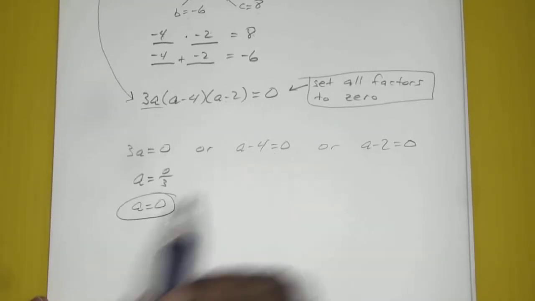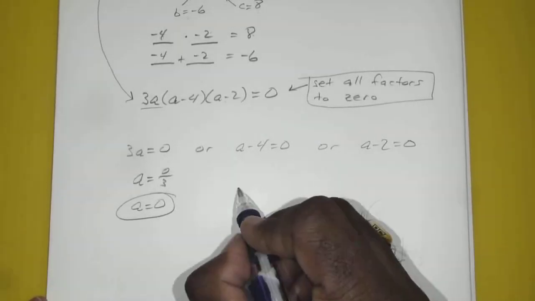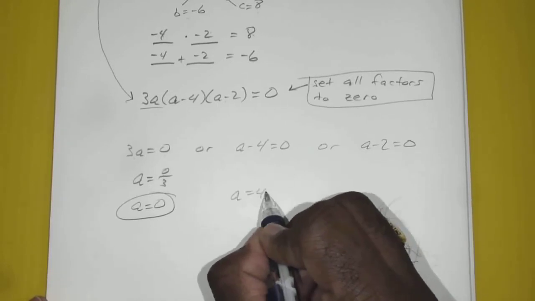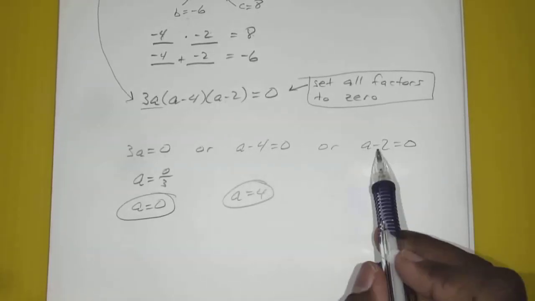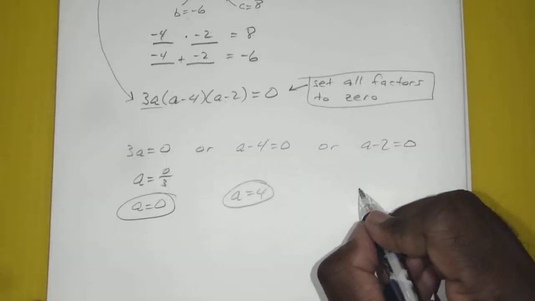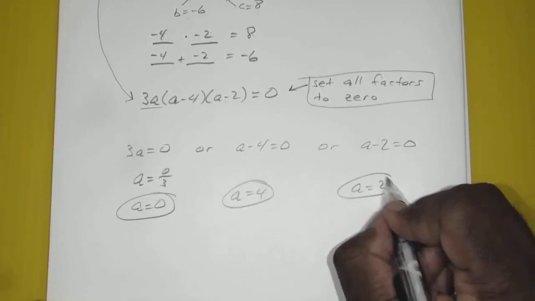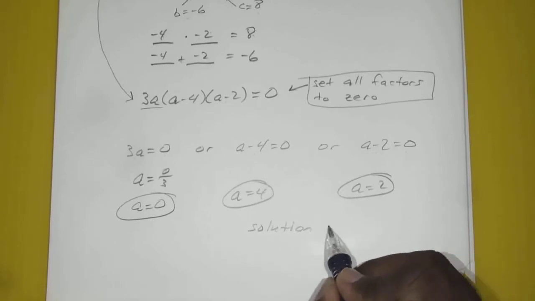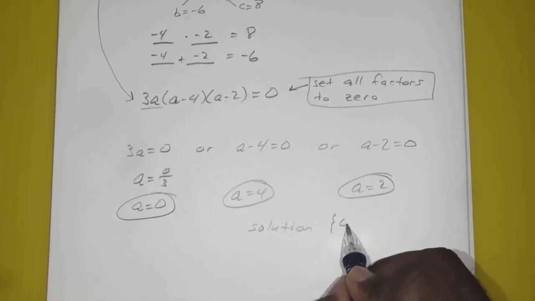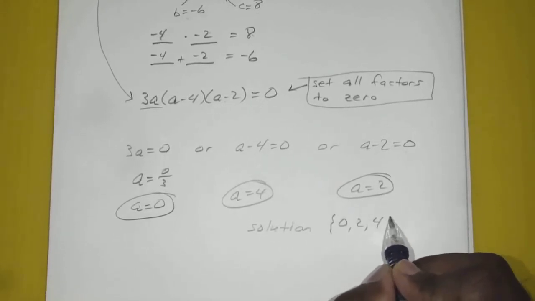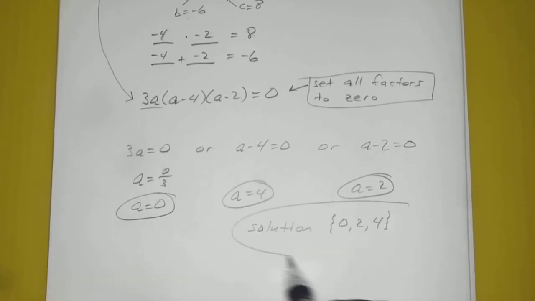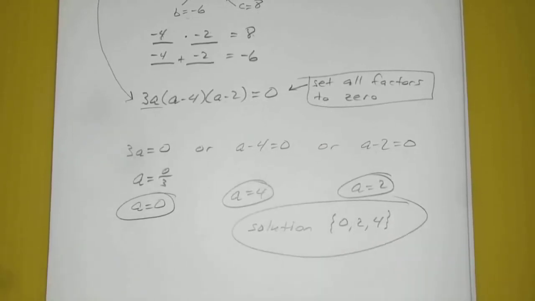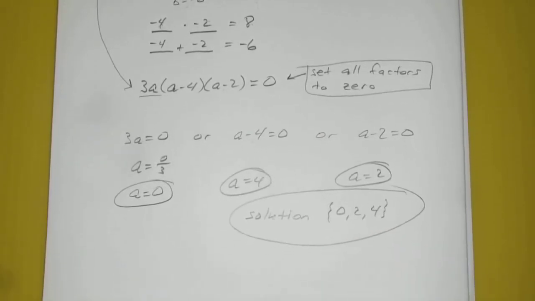Okay, so a minus 4, add 4 to both sides. You know, a equals 4. Add 2 to both sides here. A equals 2, so which gives you a solution of 0, 2, and 4. Again, it shouldn't matter what order it's in, but depending on how Newton is programmed, I'd put it in numerical order just in case.